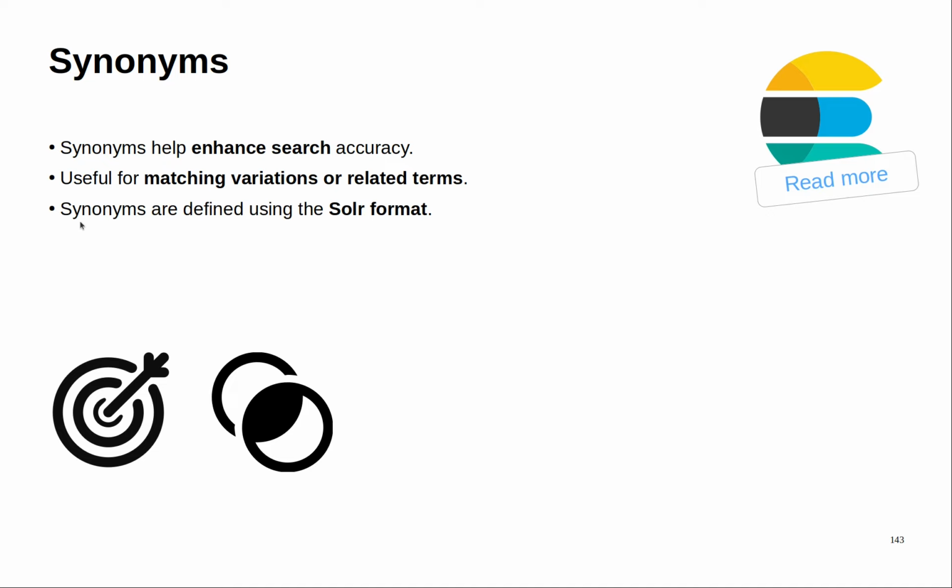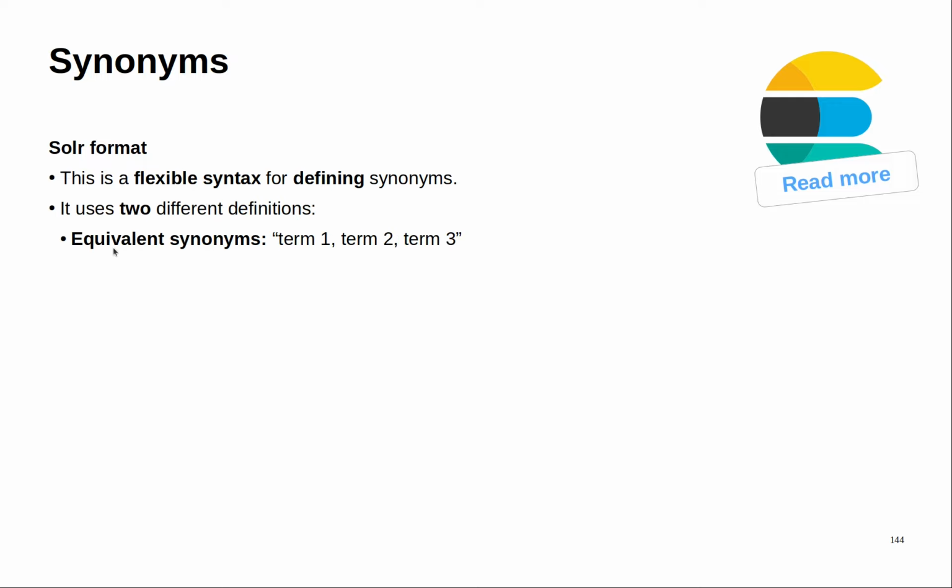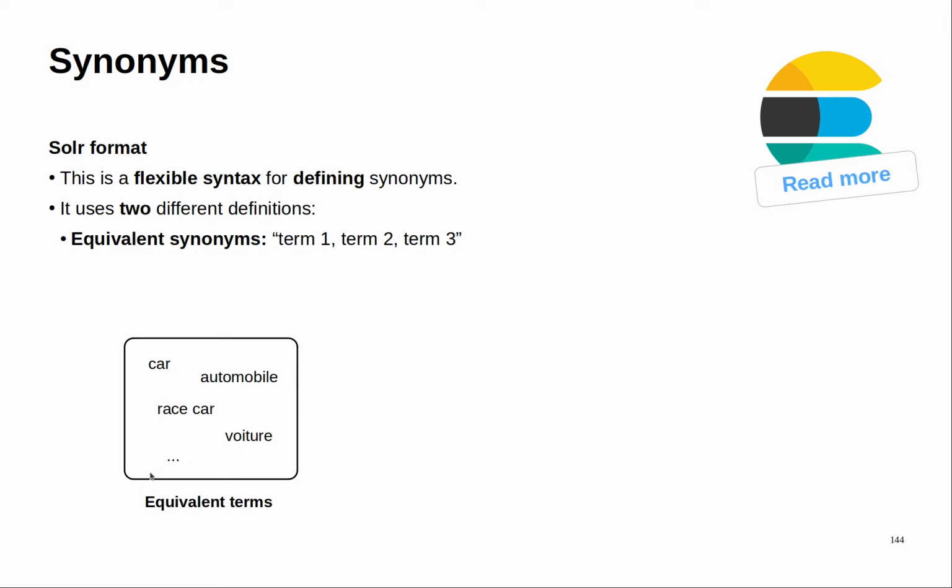Synonyms use a syntax called Solr format, which we will dive into shortly. The Solr format offers a flexible way to define synonyms using two main types. The first one is equivalent synonyms. Here, you use a comma to list terms that mean the same thing. For example, if you have car, automobile, race car, or voiture in French, all these terms mean the same thing, which means that they are equivalent. If you are working with something like this, use the first type.